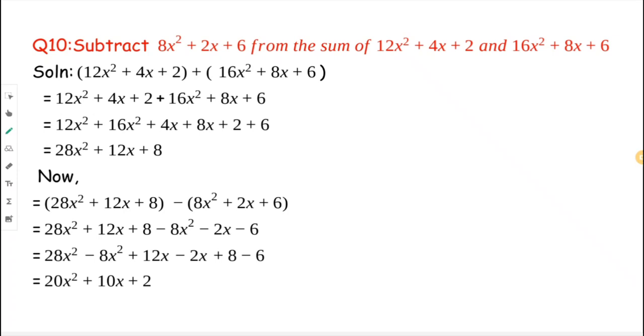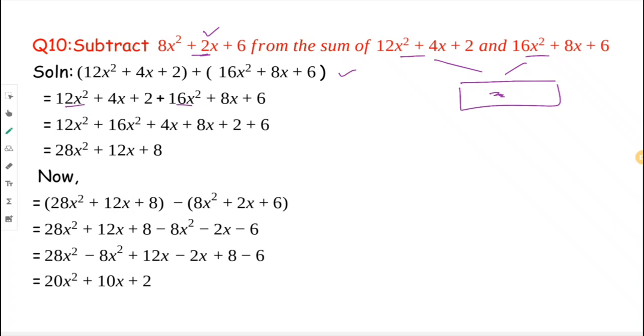Alright, question number 10. Subtract this from the sum of this and this, which means I have to add these two first, right? Whatever I get here, I'll have to subtract this with this again. Clear? So let us first do the addition. I've written both the numbers here. The second step is just removing the brackets. Once we're done, collect the like terms.